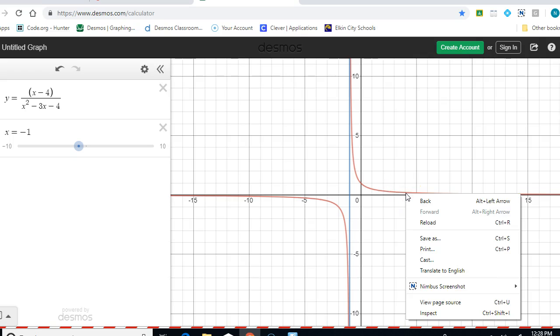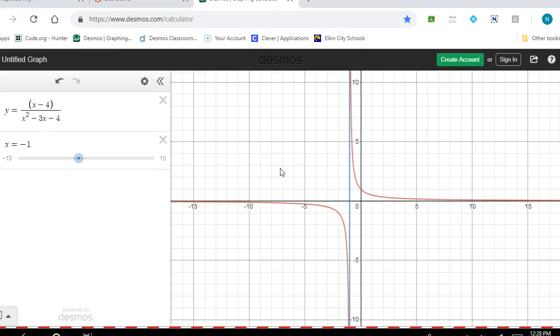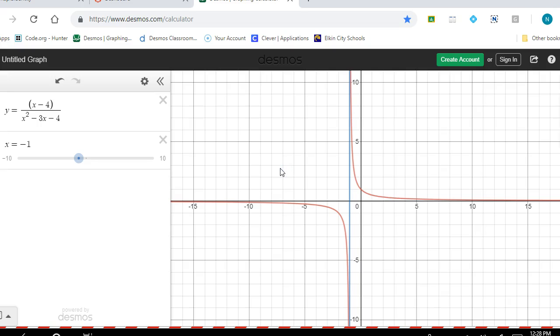Right here at 4, it doesn't look like there's a discontinuity. It looks like it's solid. Maybe this is coming loose here. Let's see if we can get it back. Please don't turn purple.